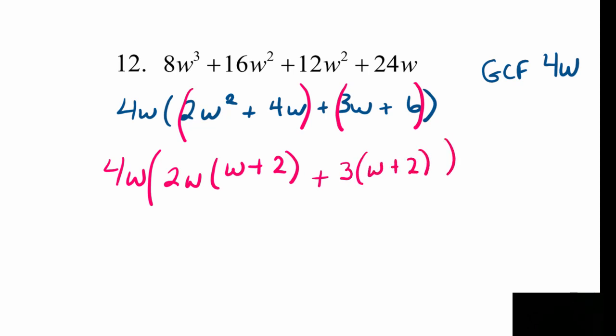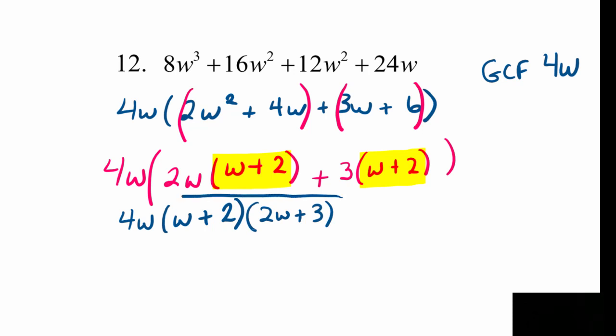And again, you know that your grouping method is going well when these two binomials match, which is now you're going to factor out that w plus 2 and bring it out with the 4w. So w plus 2 goes out here, and then that leaves you with the 2w plus 3 inside the parentheses, and none of these factor further. So there is our answer.